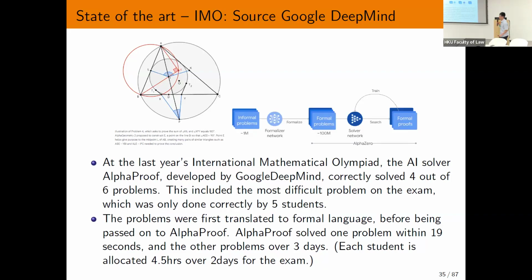They solved 4 out of 6 problems. That's it. It's very difficult to solve any problem. They solved 4 out of 6 problems, including one problem that was only solved by 5 human students. Yeah, so they solved the most difficult problem. They cheated a little bit because they used a lot of time. They had massive GPUs, and they could run these GPUs over 3 days to solve the problem. But anyway, it's just remarkable that they even got the answers correct.